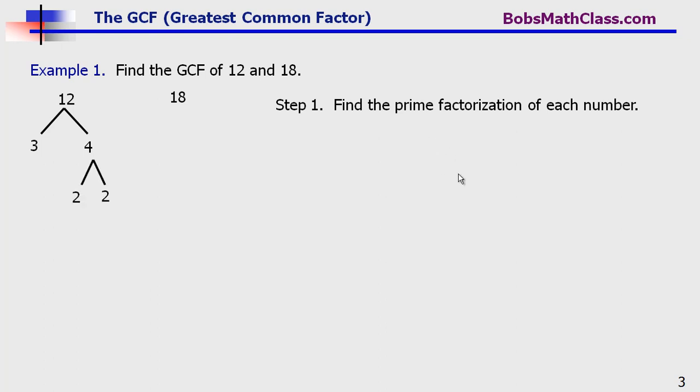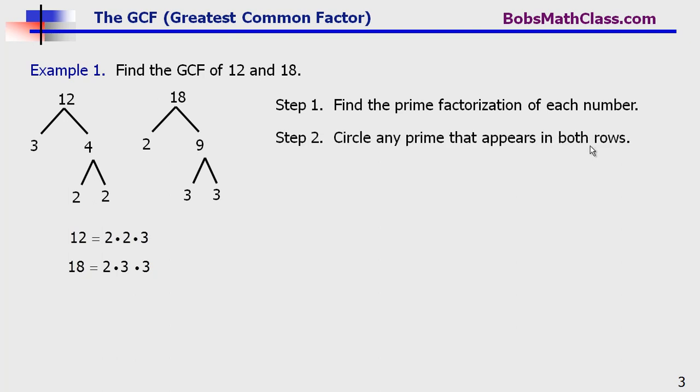So 12, I use 3 times 4. And then 4 is 2 times 2. 3 is prime, so that's done. Now the 18. And then just kind of put the prime factorization for each number below. I think it makes it a lot easier to work it out. So 12 is 2 times 2 times 3, and 18 is 2 times 3 times 3. So we're all done with the prime factorization.